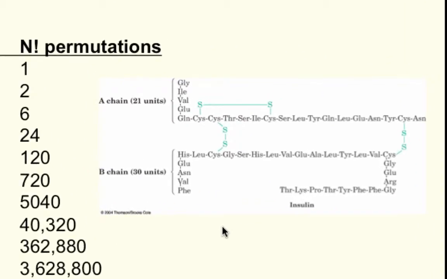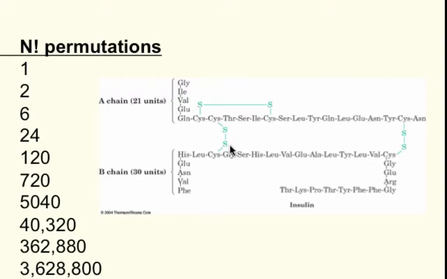What I have on this part of the slide, which is actually kind of a side note, is I wanted you to see the structure of insulin. It's pretty interesting. Not only do we have the amino acids and what order they are, insulin has 2 different chains. It has an A chain of 21 units or 21 residues and a B chain of 30 units, and they're held together by two disulfide bonds.